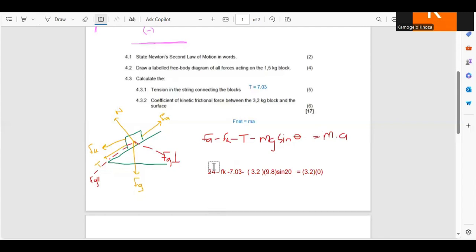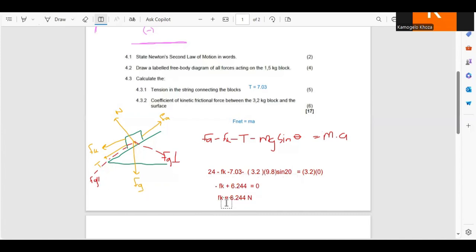Now, in your calculator, you type 24 minus 7,03 minus, in brackets, 3,2 multiplied by 9,8 sine 20, right? Punching it into your calculator, now you should get a value. So remember, you still have minus Fk here, plus, now you get 6,244, and remember that the other side is equal to 0, so when you take your Fk to the other side, your frictional force in this case will be equal to 6,244 newtons, right?